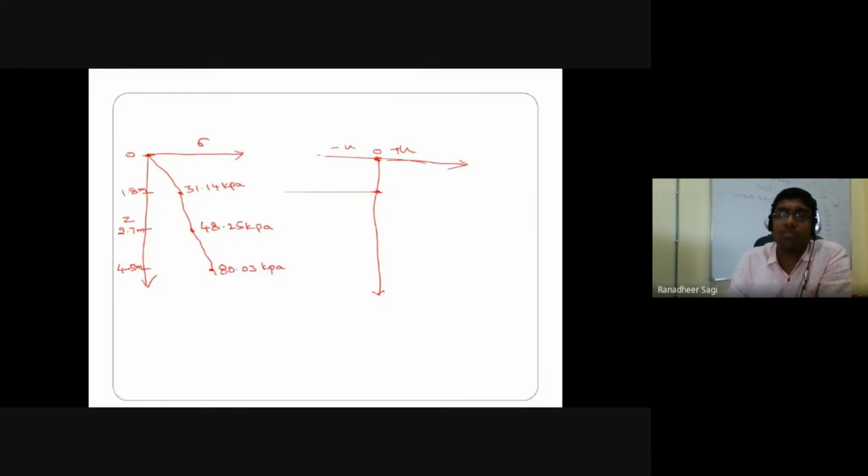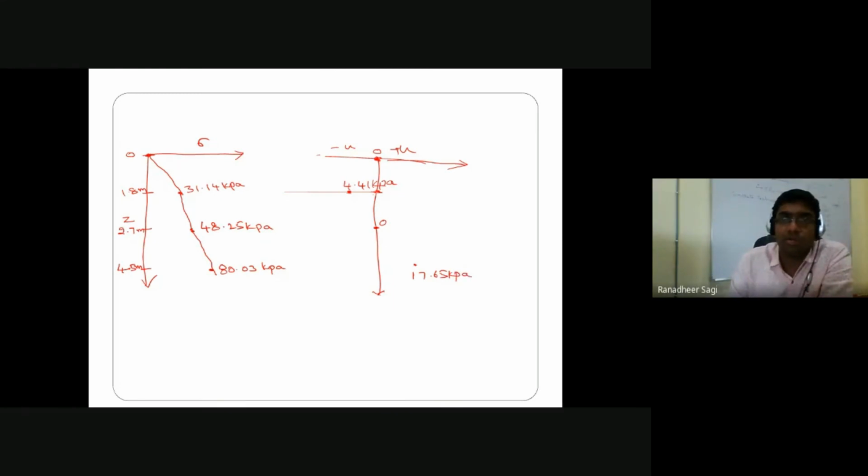And slightly below the position of point B, how much was our pore water pressure? Minus is indicated on this side. So magnitude is 4.41 kilopascal. Is this clear? At point C, how much was the pore water pressure? At point C, the pore water pressure was once again 0. At point D, how much was the pore water pressure? It is 17 kilopascal.